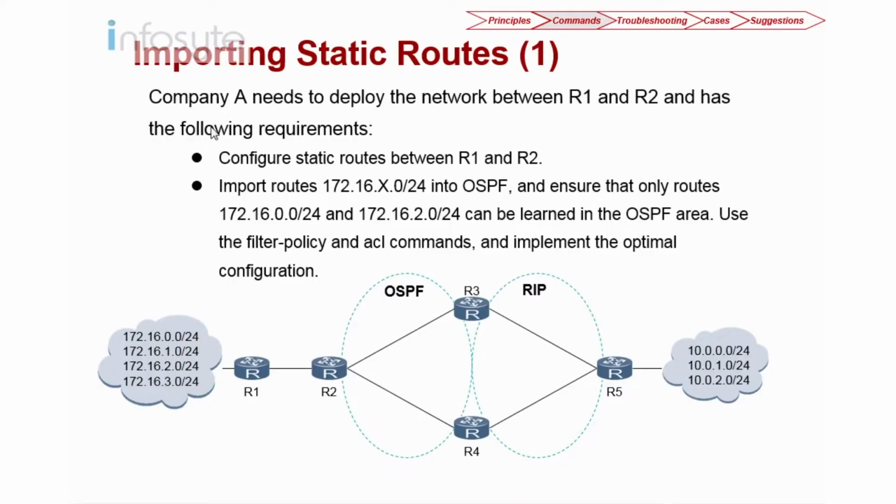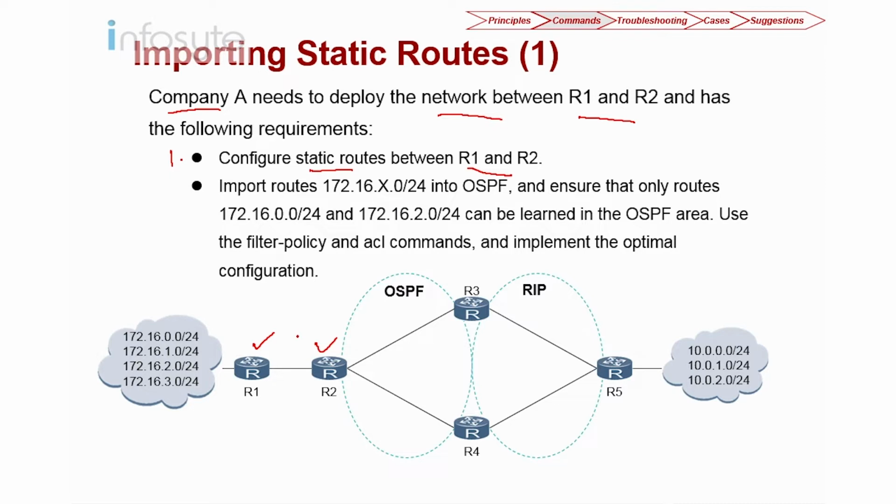Right, so let's continue here. Next, we are going to look into importing static routes. Company A needs to deploy a network between R1 and R2. So here we have R1 and R2 with the following requirements. The first requirement is to configure a static route between R1 and R2.